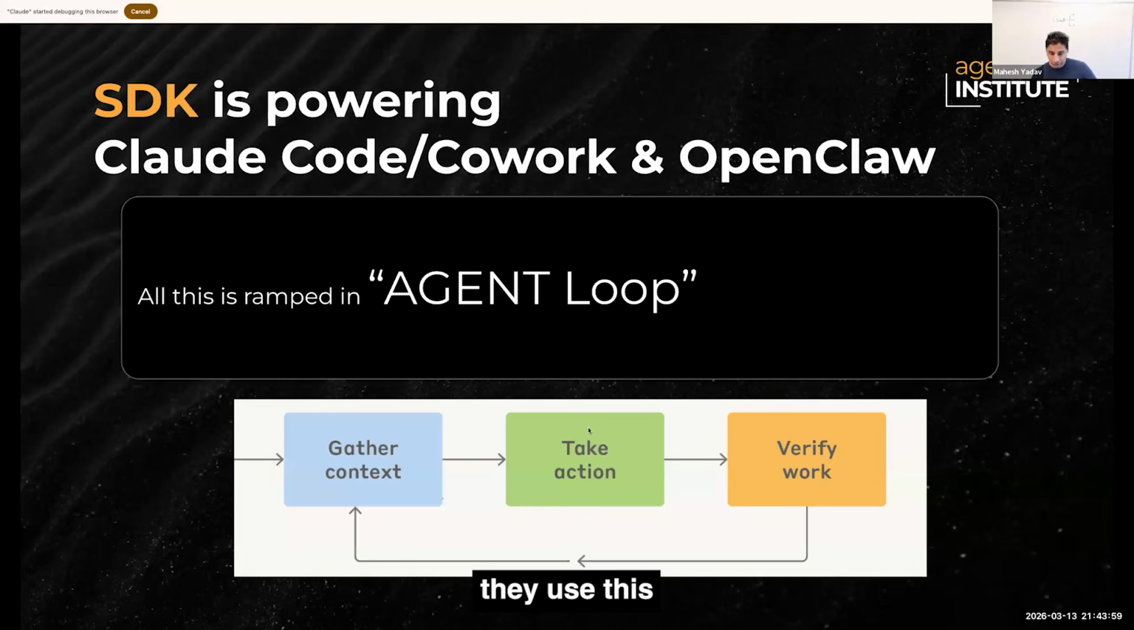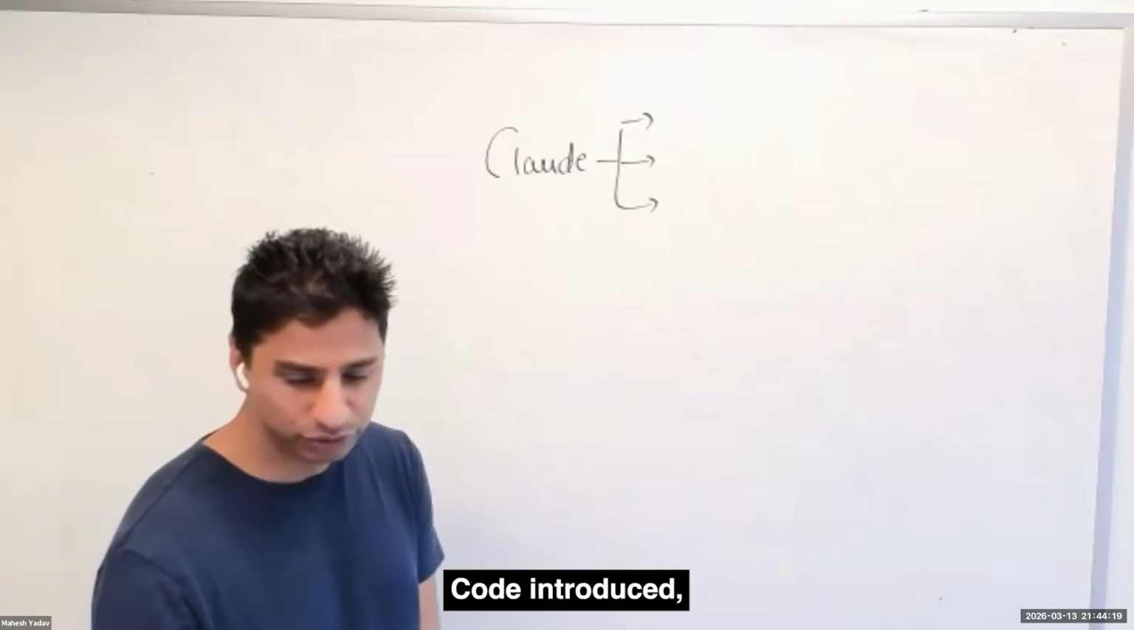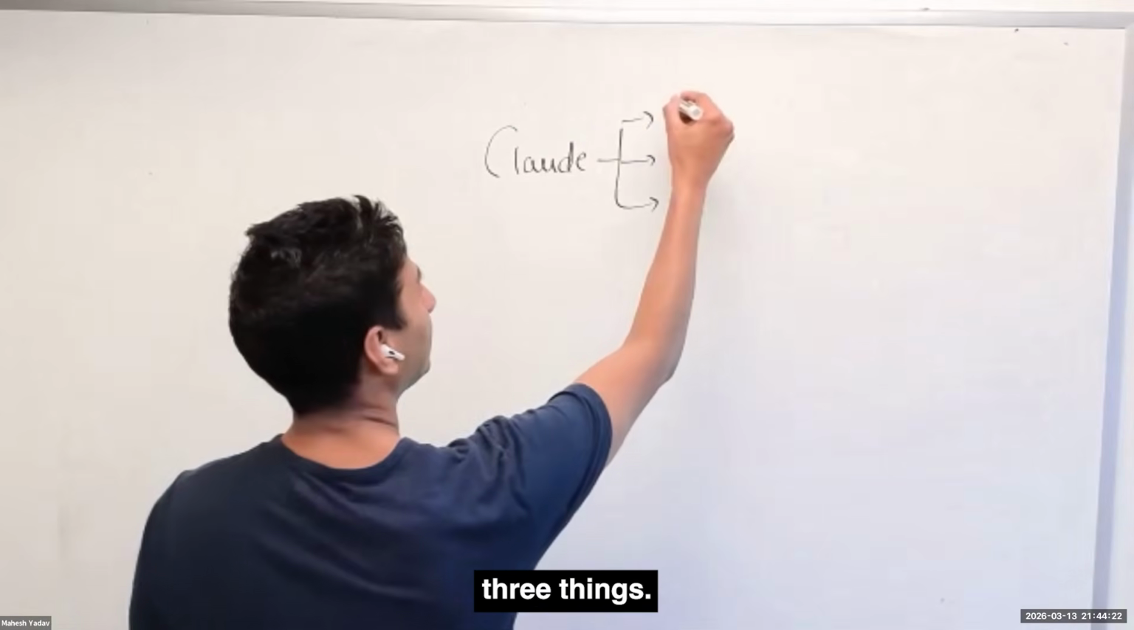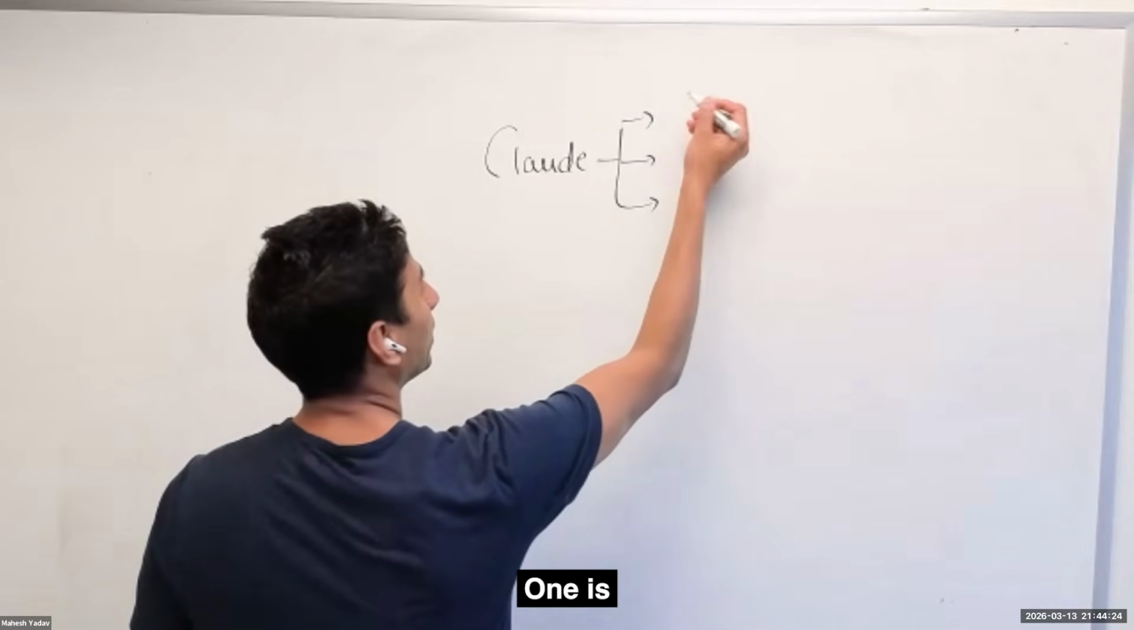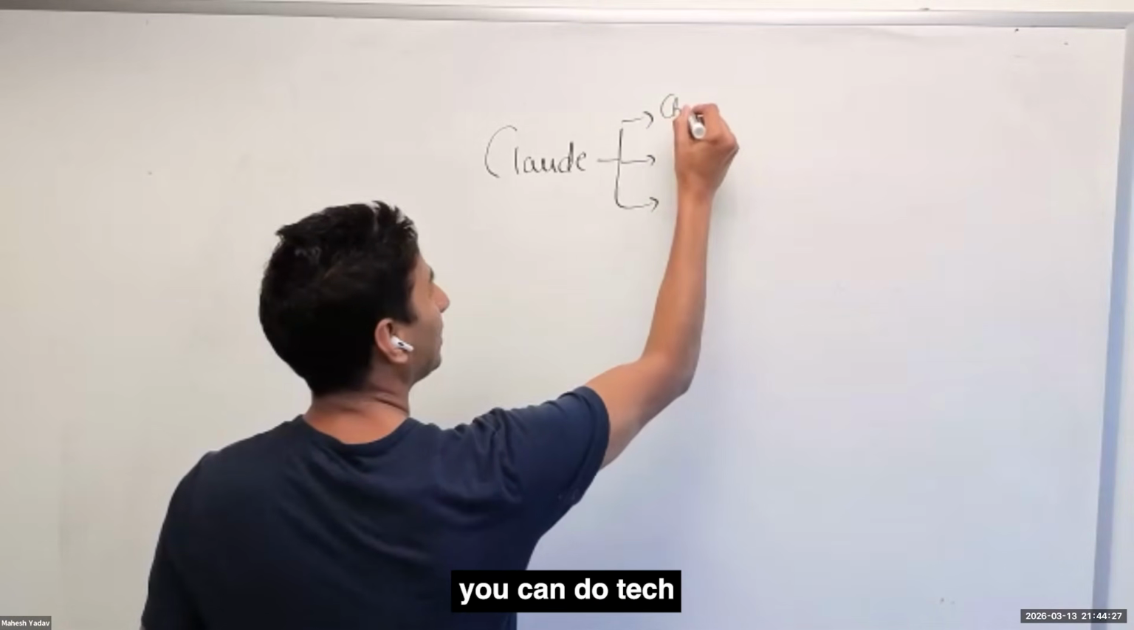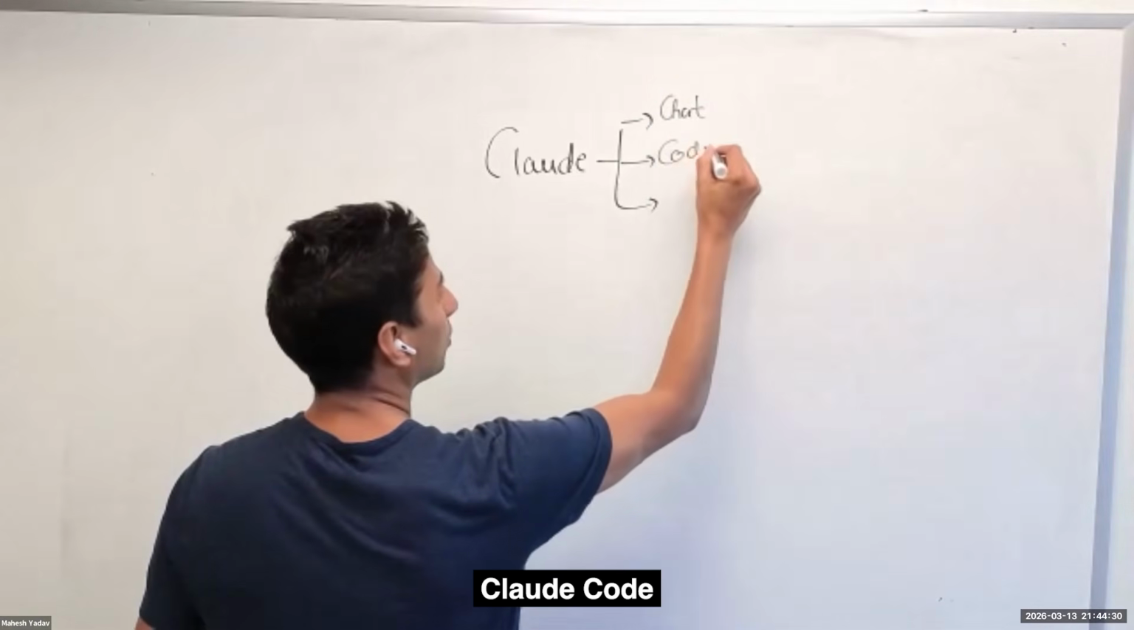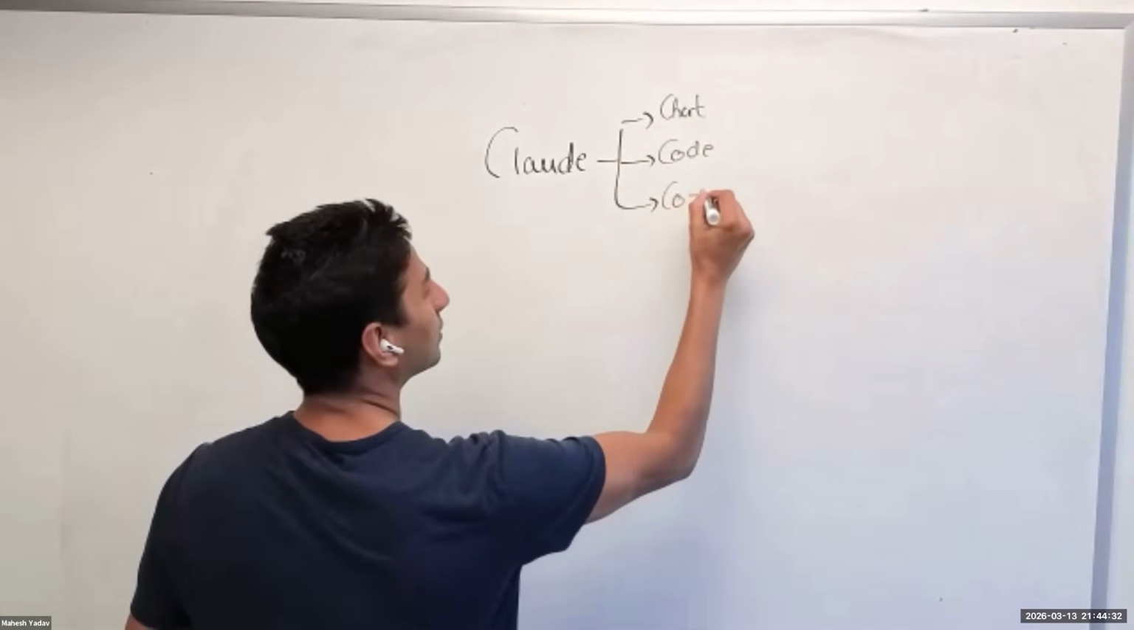So first, they use this agent SDK or agent loop. And then second, what they did is they said, hey, let's apply it to the coding jobs and release Claude Code. And Claude Code became the awesome thing. What are the new things that Claude Code introduced, which we didn't know? So Claude has three things. One is obviously you can do chat, then code, Claude Code, and then co-work.